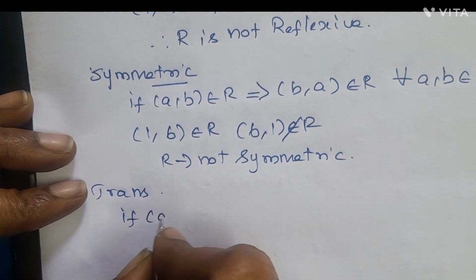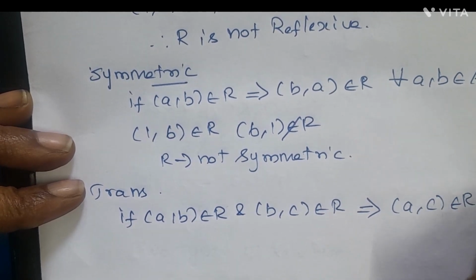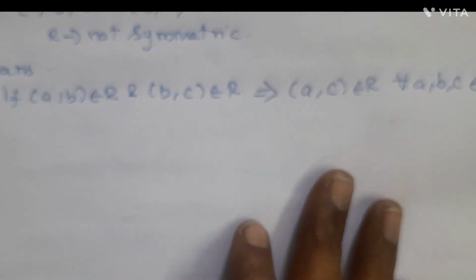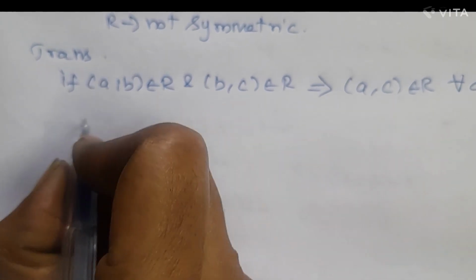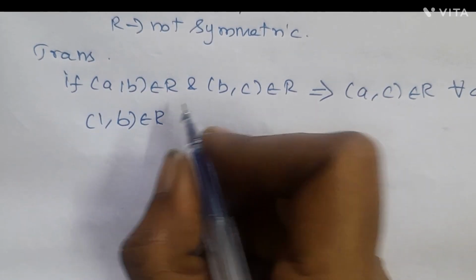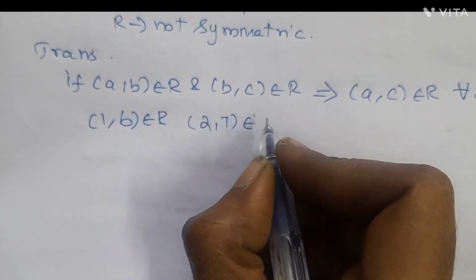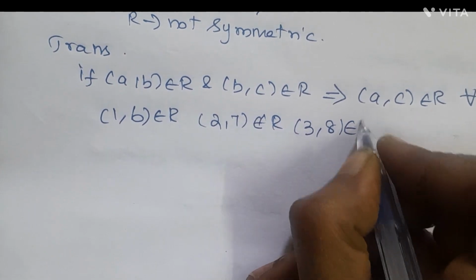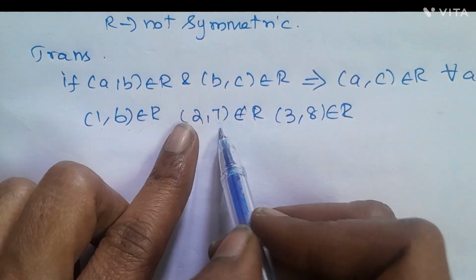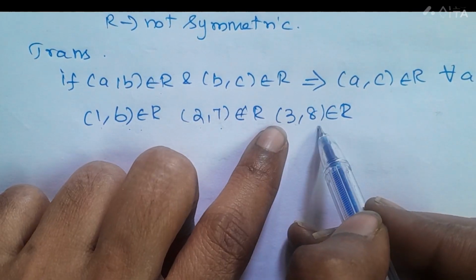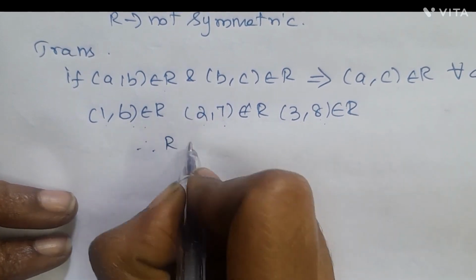Transitive. If (a, b) belongs to R and (b, c) belongs to capital R, this implies (a, c) belongs to capital R, for all a, b, c belongs to capital A. If we take our relation R equal to (1, 6), (2, 7), (3, 8): (1, 6) is present in R, but (6, c) for some number is not present in R. For (2, 7), (7, c) for some number is not present in R, and for (3, 8), (8, c) for some number c is not present in R. So our relation R is not transitive.